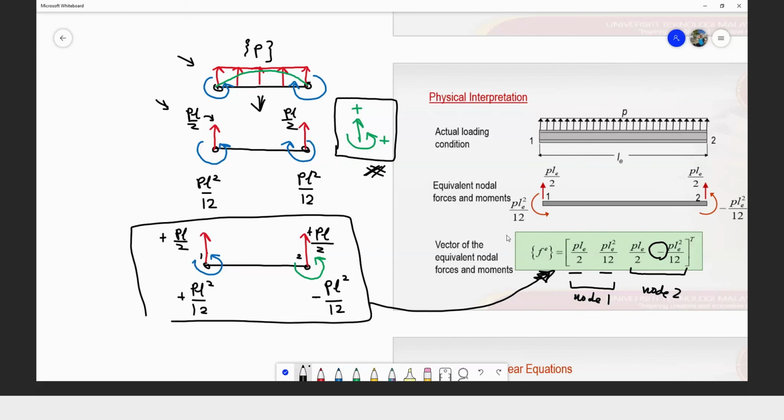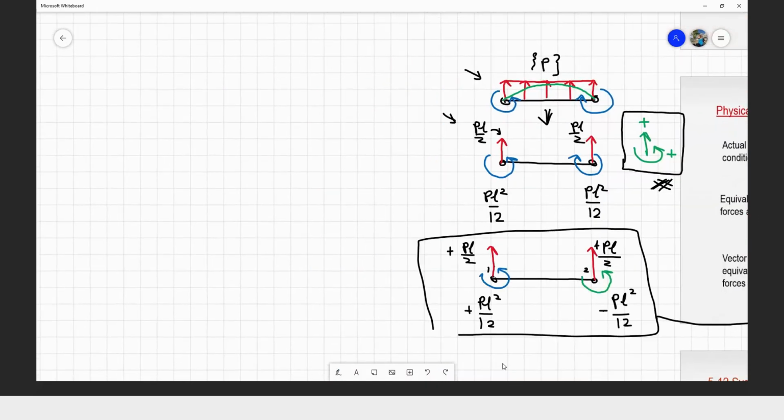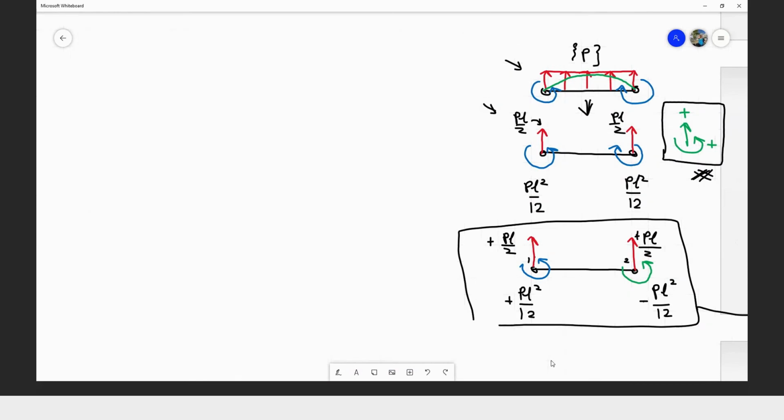But what if the distributed load is in the downward direction? Okay, if the distributed load is in the downward direction, the same thing applies. So now my distributed load is in the downward direction.